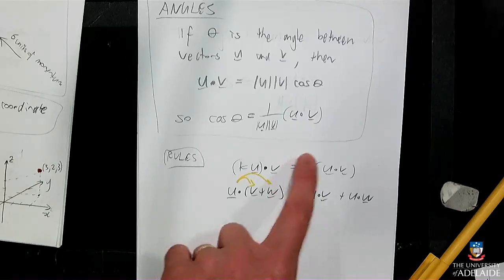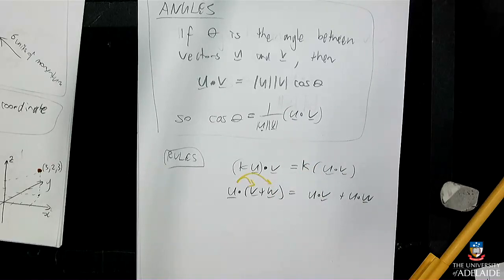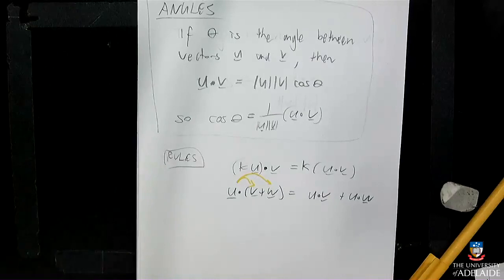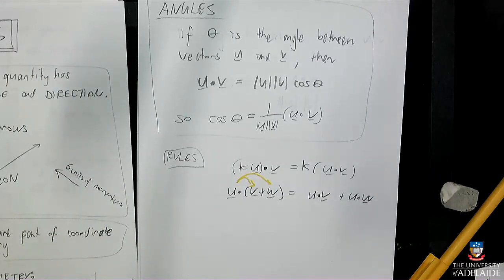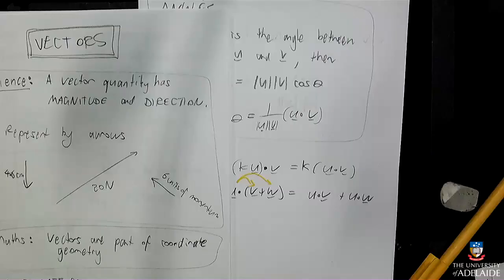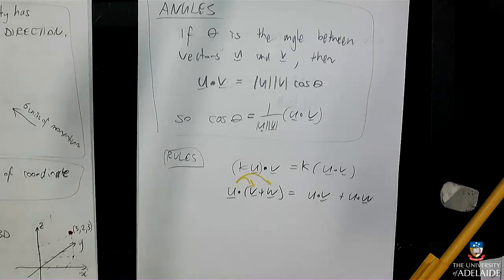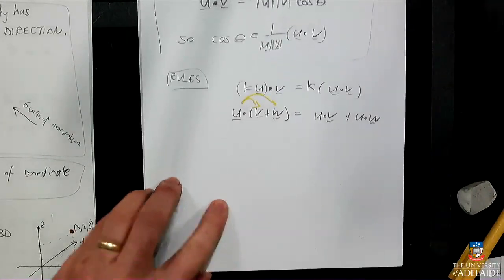Okay, and this works even if the k is negative. So there are some rules, and that's pretty much everything we have on how to do stuff with vectors. Let me just do an example of finding the angle between two vectors so you can see how it works.